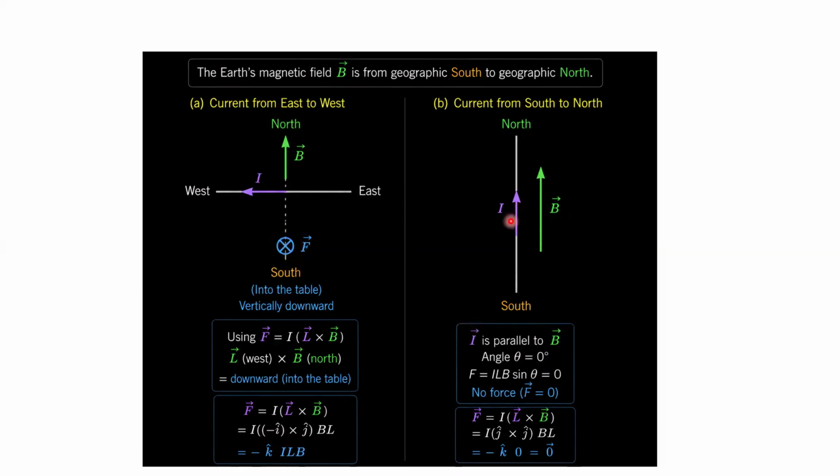But in this case, there is no chance for force, so nothing to calculate. Both are along the y-axis, that is j cap cross j cap equals 0. There is no force here. I hope it is clear.